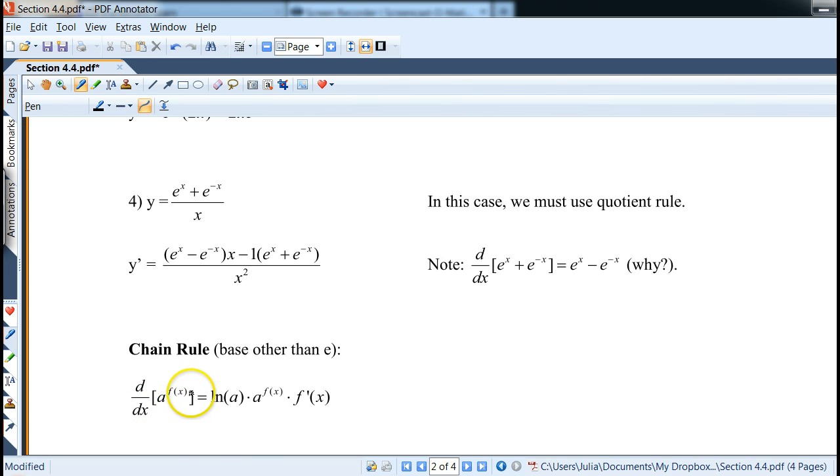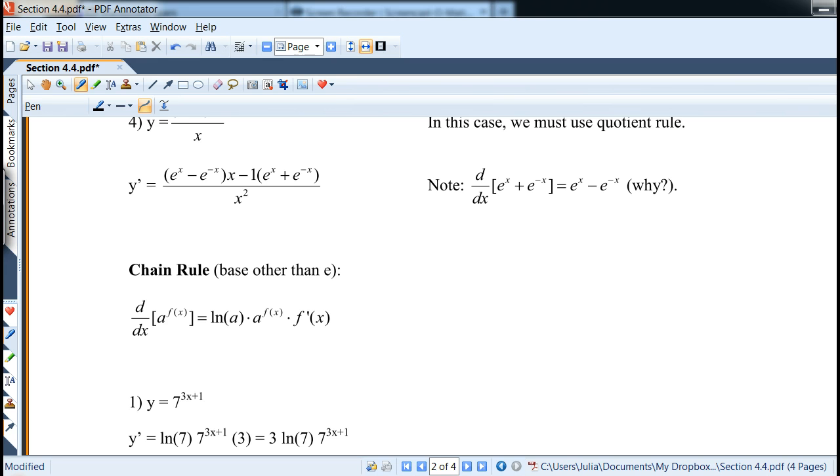If a to the f of x power is the outside function, then we have, if you recall, a ln of the a times itself, a to the f of x. So this is the derivative of the outside times derivative of the exponent, f prime of x. So really the only difference is a ln of the base. Otherwise, it's very, very similar. So let's take a look.